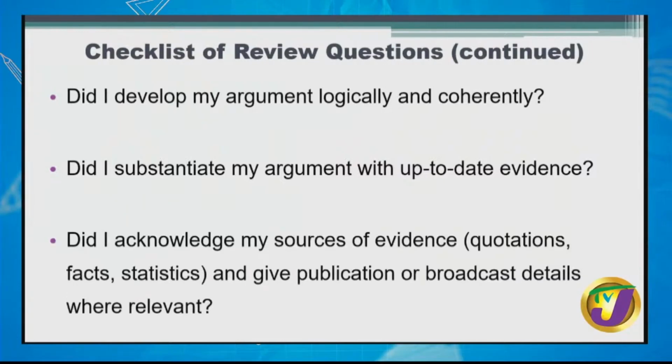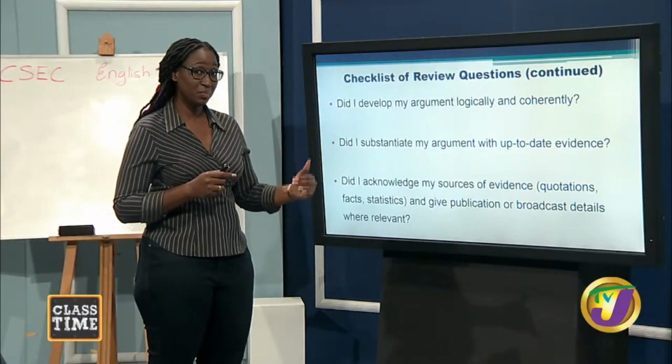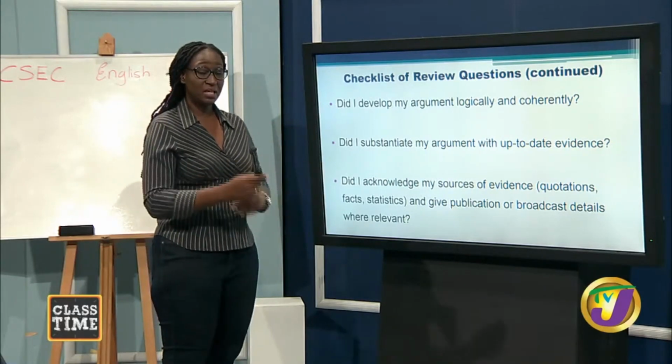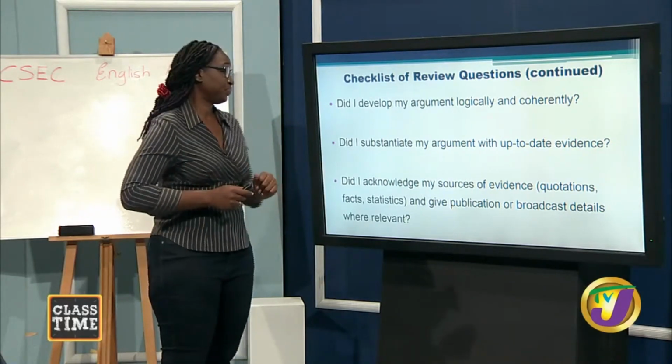And very important, did I acknowledge my sources of evidence? So quotations, facts, statistics. Did you credit your sources of information? So if you brought out some statistics, who did you get it from? Did you get it from a newspaper? Did you get it from an authority figure? You have to say who gave you that idea that 65% of people believe that physical education should be mandatory.